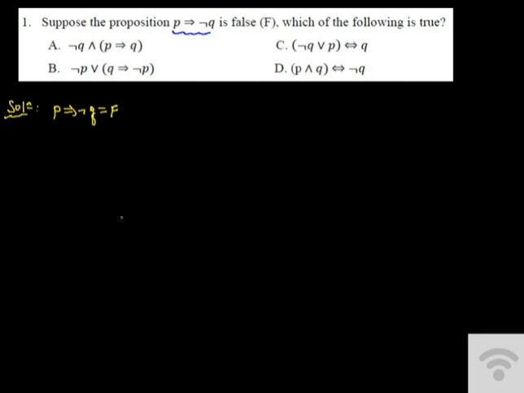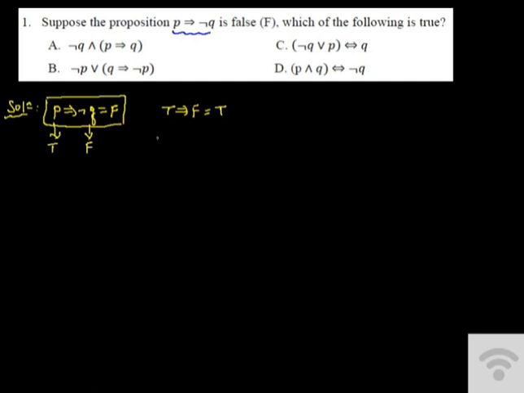Here we need to know the rules in compound propositions. The only case that gives false for the implication is true implies false. The rest of the possibilities are true. So here P must be true, and the negation of Q must be false.